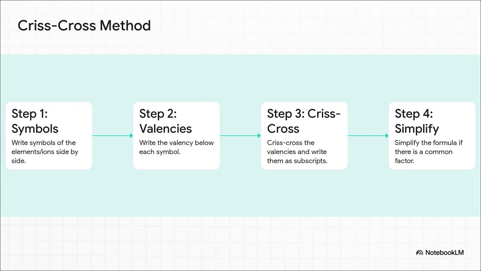And this brings us to the very useful crisscross method. It's a simple 4-step process. Let's take magnesium chloride as an example. First, write the symbols, Mg and Cl. Step 2, write their valencies below them, 2 and 1.